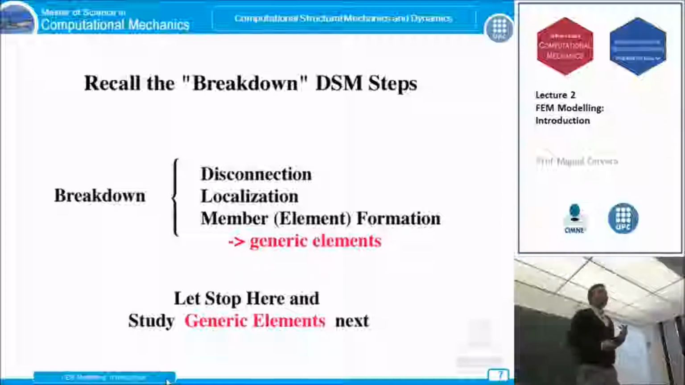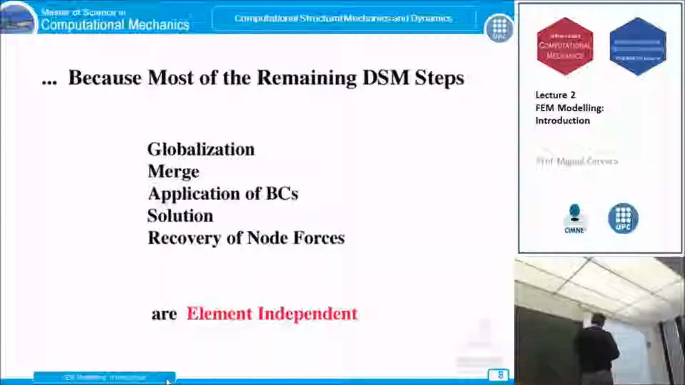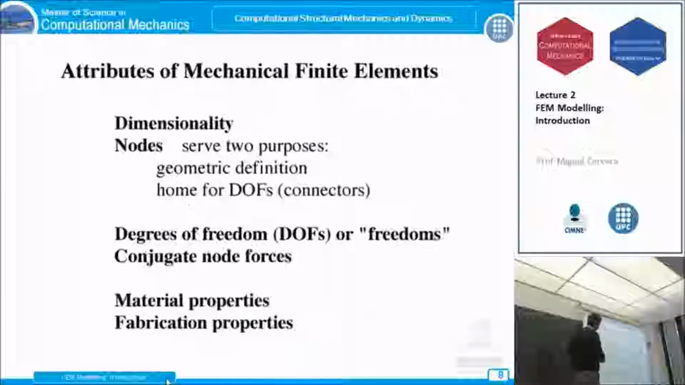What do I mean when I say that you have different elements in the library? If you use a commercial or not so commercial finite element code, it will say we have an extensive element library. You can choose from a number of elements. Okay, what does this mean? Why is an element different from another? So we can spend some minutes discussing this.